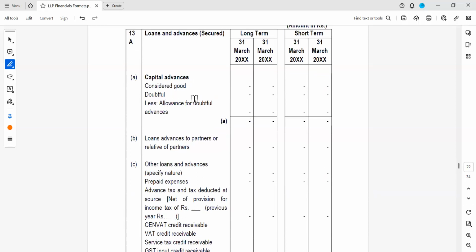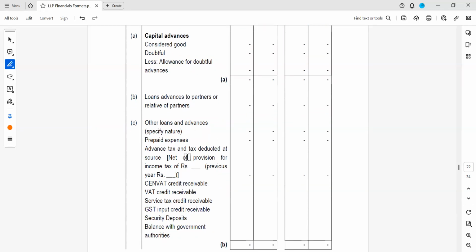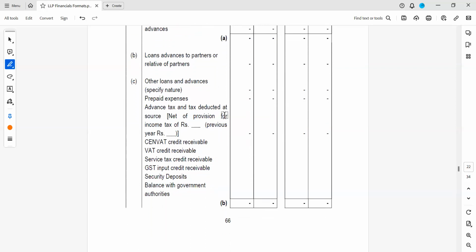Capital advances, which we have shown under capital liabilities and capital advances also in a company. The same way here again, if it is doubtful, you have to adjust the doubtful amount. Loans and advances to partners, like how we used to report for directors, the same way here for partners. Other loans and advances, prepaid expenses, advance tax net of tax deducted at source, net of provision for income tax.